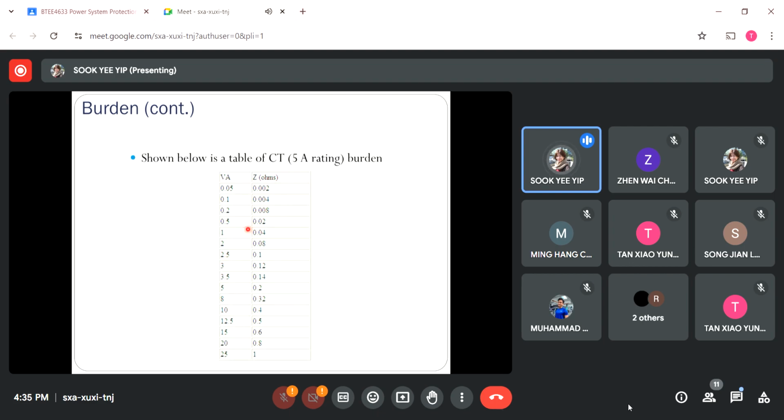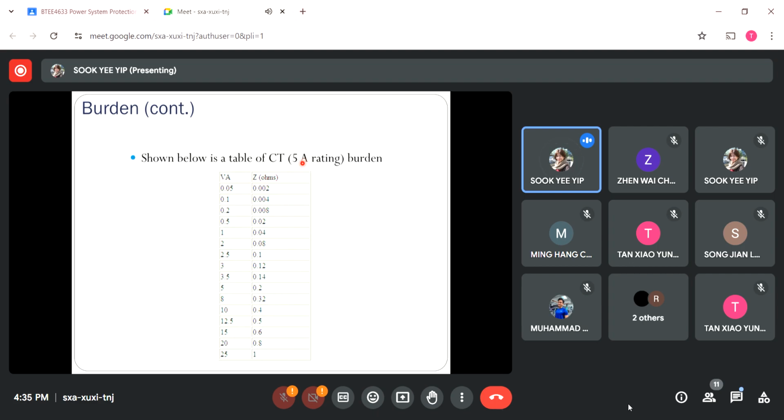Divide the secondary currents 2 times. Like this case here, 0.05 divided by 5 squared, you can get this value. In the event you want to convert from units of ohm to watt ampere, do the reverse: multiply the secondary current value here 2 times. All right, so that's how we interchange the burdens from apparent power to impedance or reversely.